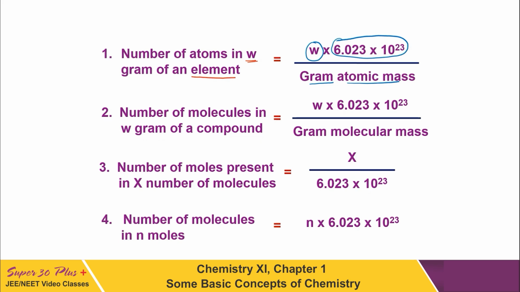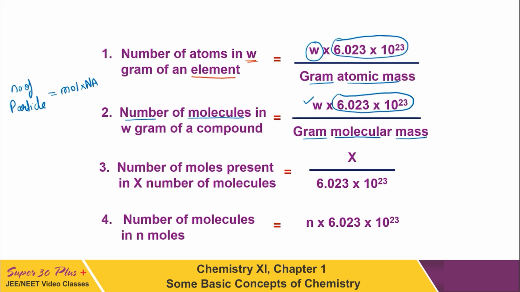Similarly, if you want to calculate the number of molecules rather than atoms, again, first you have to calculate the number of moles, which is equal to the given mass upon, instead of atomic mass, gram molecular mass. And in the same fashion, we will multiply it with Na, Avogadro's number. So I can say in short that number of particles is equal to mole × Na. When I say particle, I cover atom, molecule, ion, all of them.